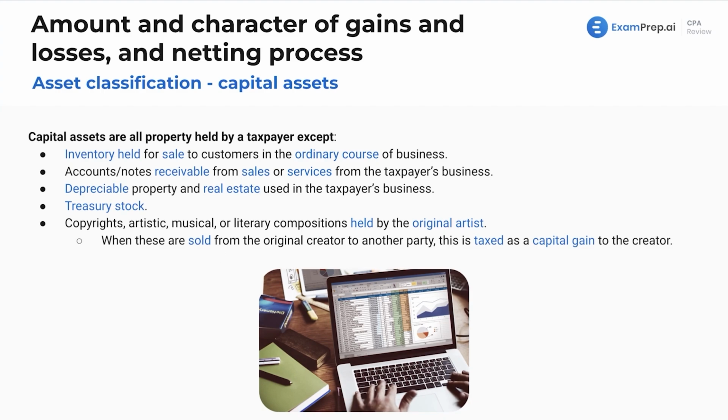Why is this important? I mean, like I said already, we have to first identify what type of asset this is. But also you can see a sim where you have to list out all of the capital assets, all of the non-capital assets. So something like this could be helpful for you.